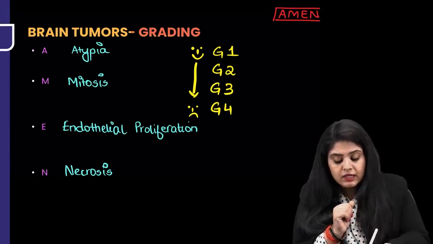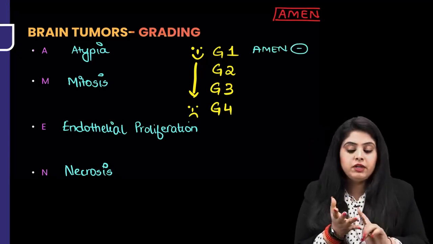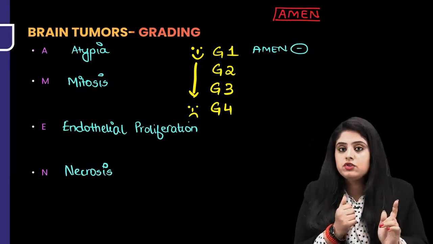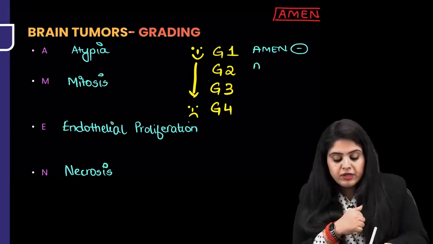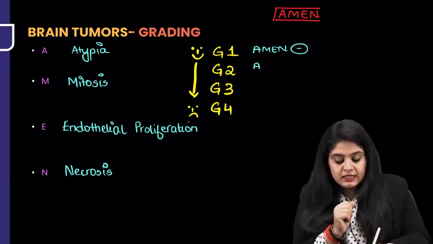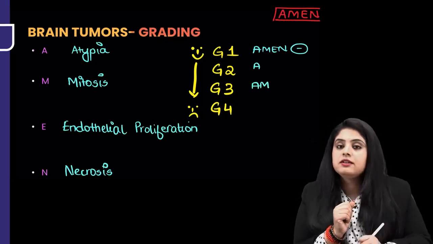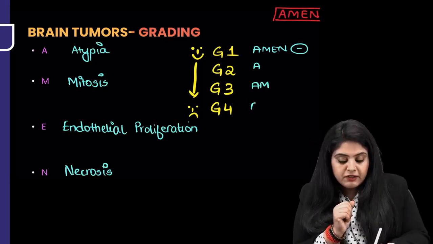I am going to make grade 1 such that there is nothing. Out of AMEN, everything is absent. No atypia, no mitosis, no endothelial proliferation, no necrosis. Grade 2 has only atypia. Grade 3 has atypia and mitosis. Grade 4, out of AMEN there are 4 things, at least 3 out of 4 have to be present.